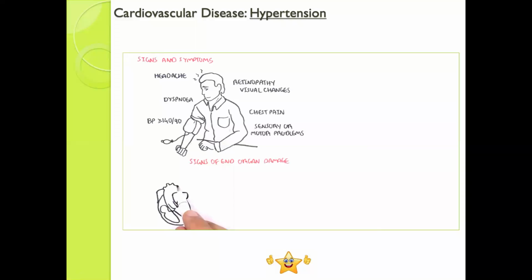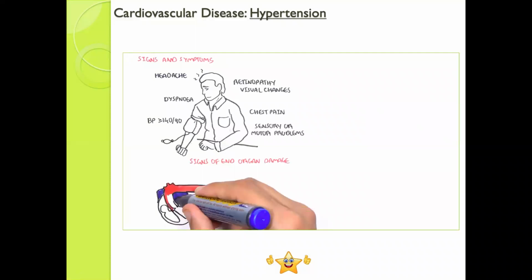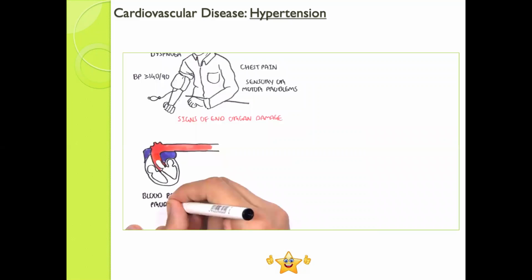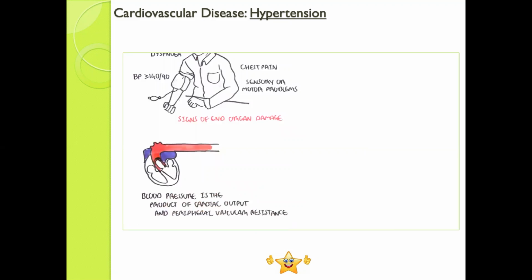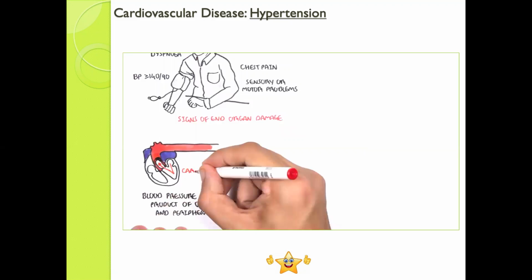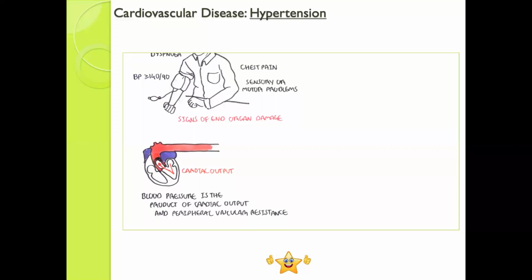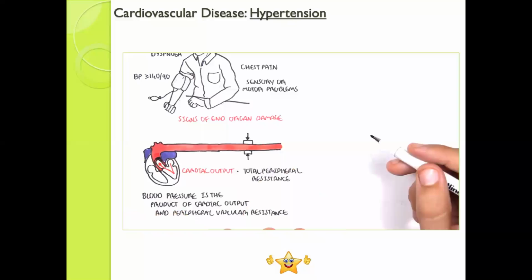So what is blood pressure? Well, it is the product of cardiac output and the total peripheral vascular resistance. So here is a heart pumping blood out. This is the cardiac output. And together with the total peripheral resistance, makes up the average blood pressure.